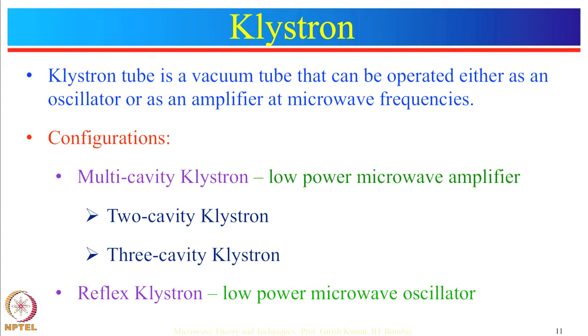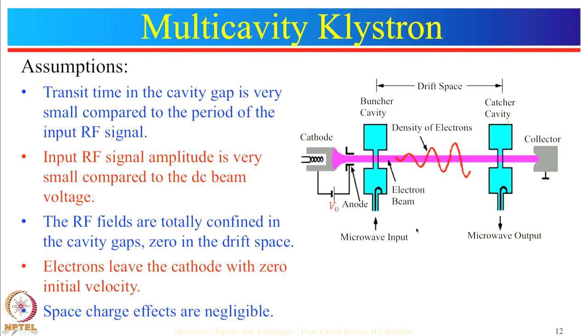So, klystron tube is a vacuum tube that can be operated either as an oscillator or as an amplifier at microwave frequencies. In klystron, there are two configurations. One is low power microwave amplifier, which is multicavity klystron, and another one is low power microwave oscillator, which is reflex klystron. So, let us start with multicavity klystron first. So, this is the basic diagram of a two cavity klystron.